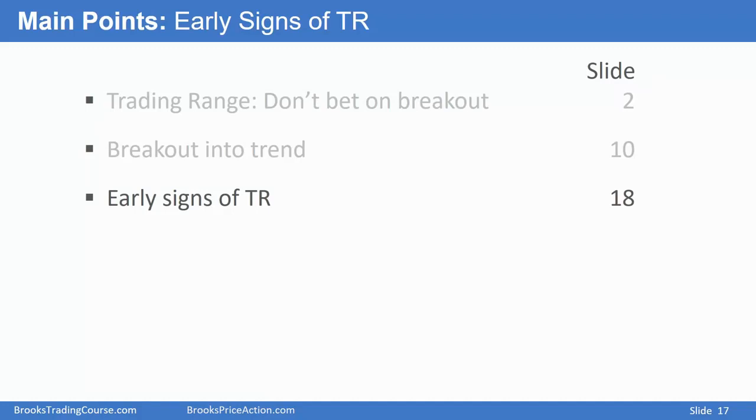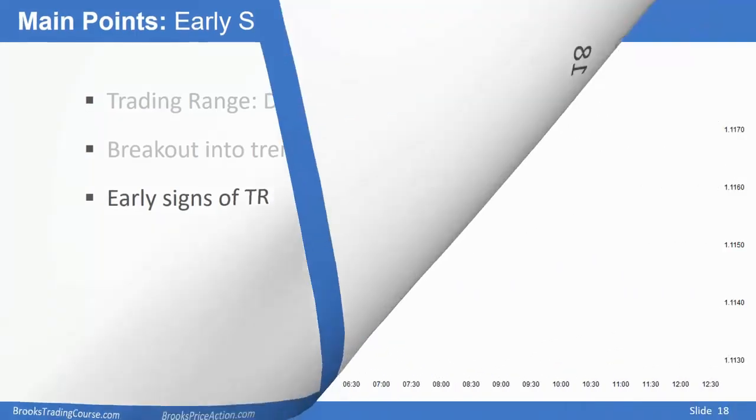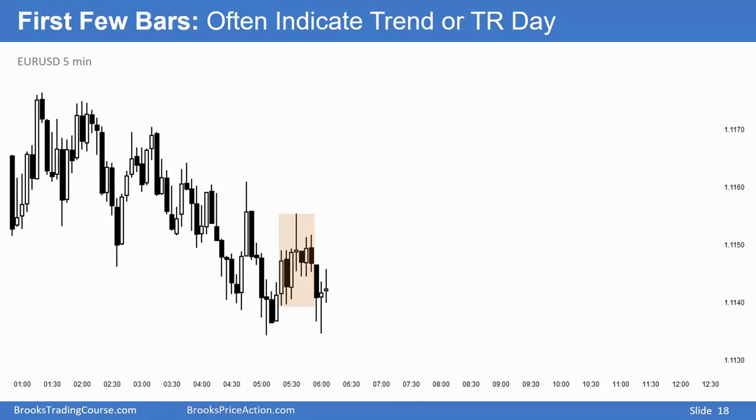So this becomes a small bull flag and this small bull trend. All trends, all channels eventually become trading ranges, and I want to talk a little bit about the early signs of a transition into a trading range. This is a 5-minute chart of the euro versus the dollar forex market, and the start of the US session, it's never exact, but it's around 5:30 in the morning Pacific time.